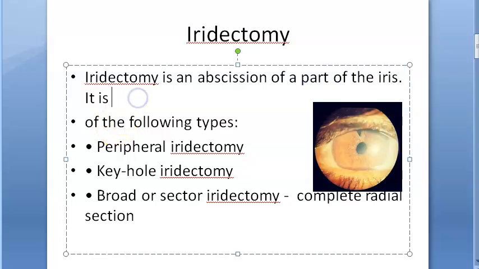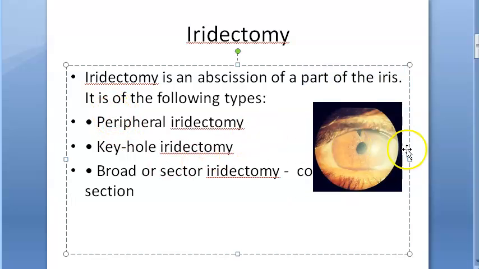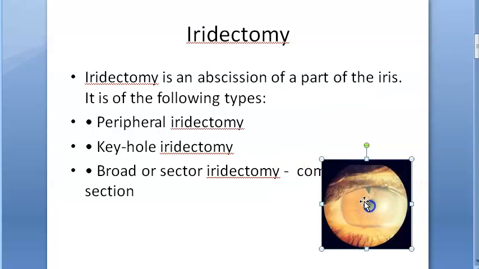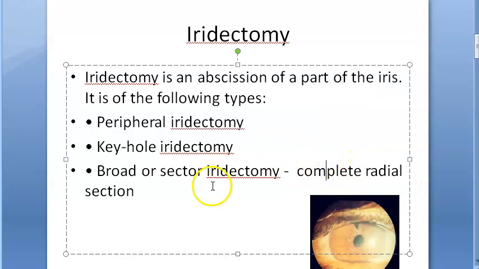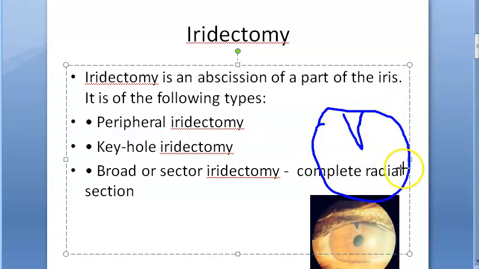So, there are many types. There are 3 types: peripheral, keyhole, and broad or sector iridectomy. Sector will be more like a complete radial section of the iris. Peripheral will be in the periphery, somewhere here. What do you think keyhole is?